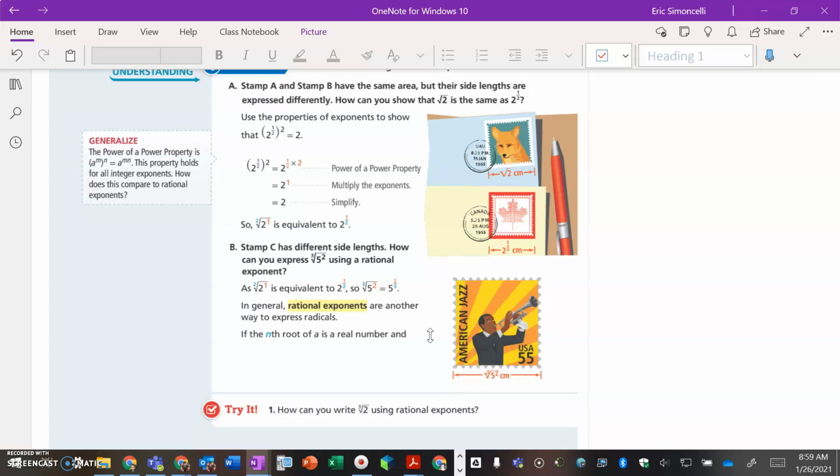If the nth root of A is a real number and m is an integer, then the following setup is true, such that A raised to the 1 over n power is equal to the nth root of A, and A to the m over n is equal to the nth root of A to the m power, or you could actually write it in parentheses.